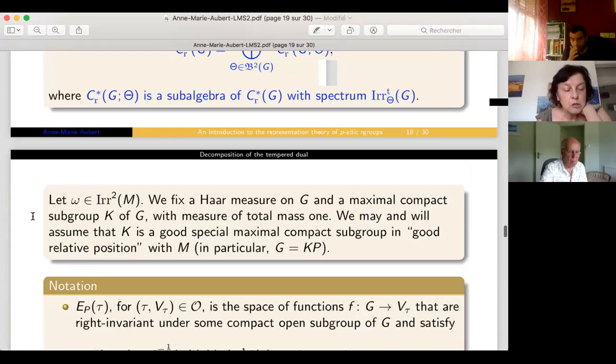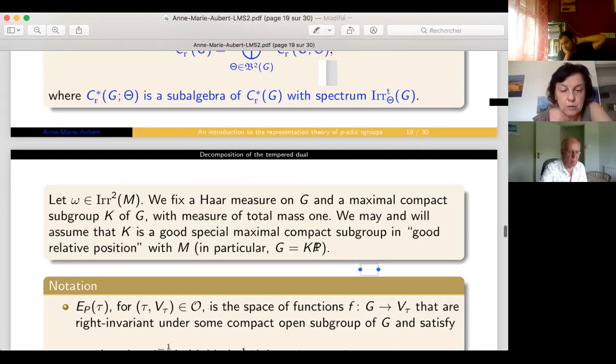So we start with omega, a square integrable modulo center representation of a Levi M, and you assume that we have fixed a Haar measure on G, and also fix a maximal compact subgroup K of G with measure of total mass 1. And we may and will assume that K is a good special maximal compact in good position. I will not explain what it is, but the important point is that we can write our p-adic group G as the product of K with P. And P is our parabolic subgroup of Levi M.